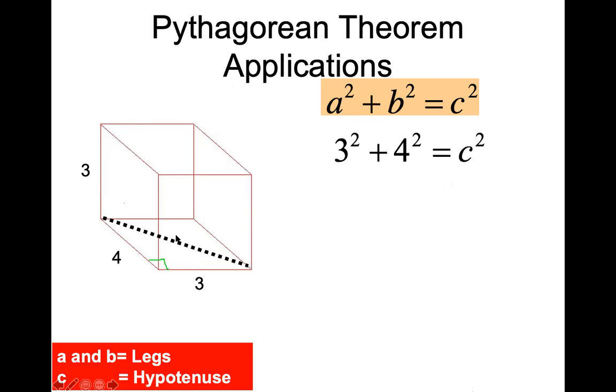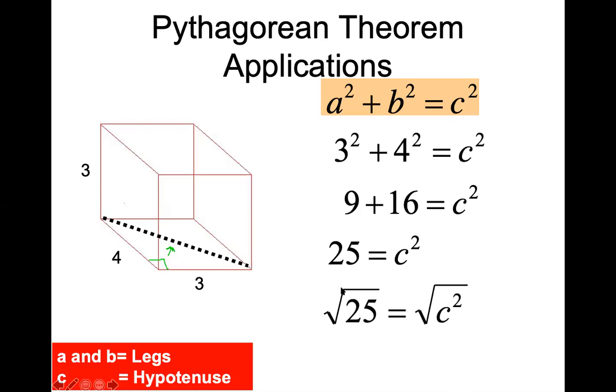Remember, the side opposite the right angle is the hypotenuse. In this case, our dotted black line right there. All right, so 4 squared is 16, 3 squared is 9, 9 plus 16 is 25, and the square root of 25 is 5. So we just figured out that this black dashed line right here is length 5, okay?